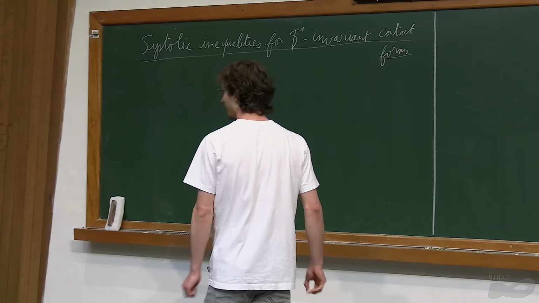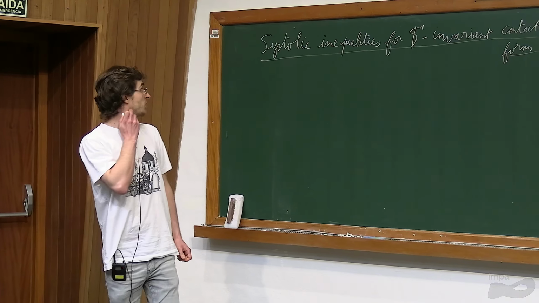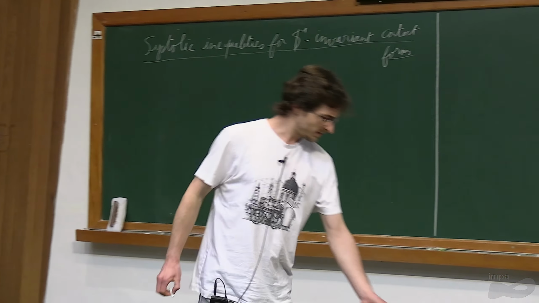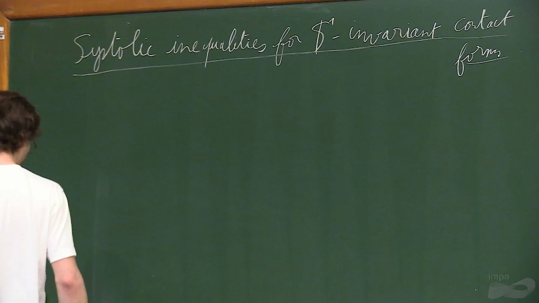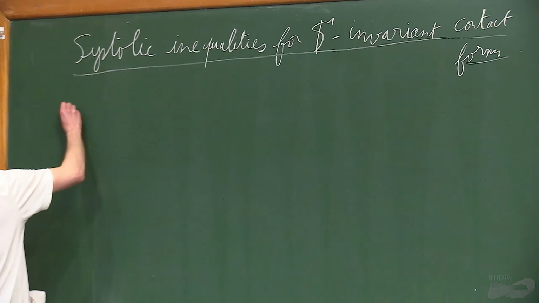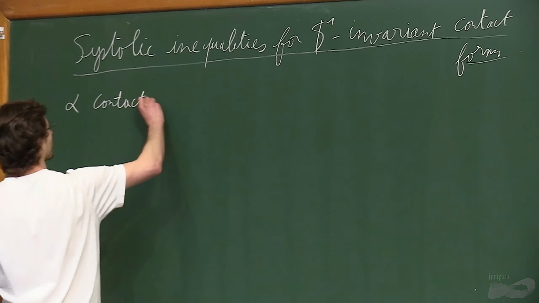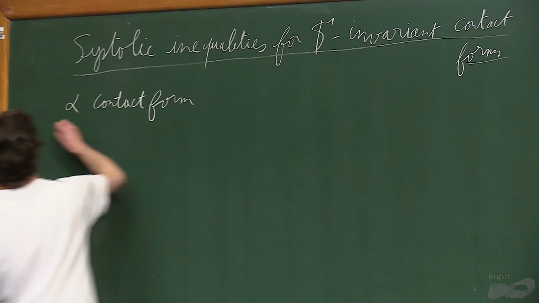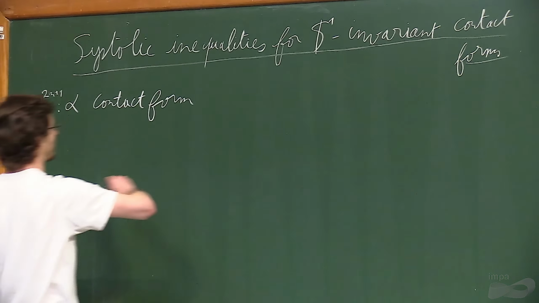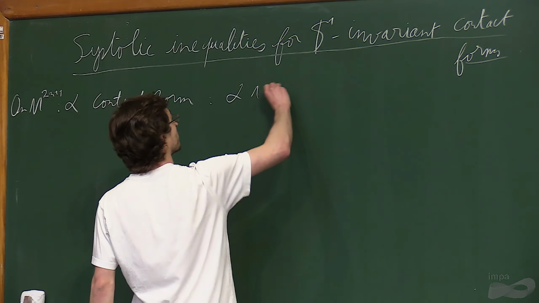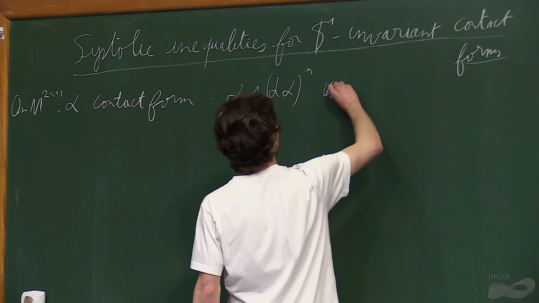Okay, good. So we finished the week as we started it, with some contact dynamics. I'm going to recall a few things that Alberto talked about on Monday, and then we will move to the setting of today. So contact forms. Alpha is a contact form. On, say, a 2n+1 dimensional manifold, a contact form is a one-form satisfying the following condition: that alpha wedge (d alpha)^n is a volume form.